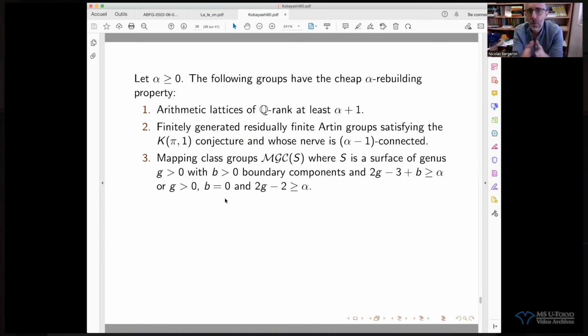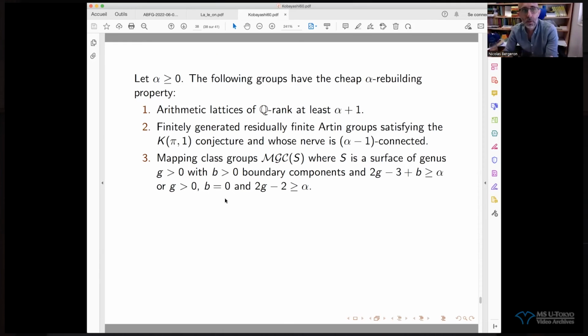The Q-rank serves to have a big, interesting Tits boundary and to reduce to the action on this omega, the stabilizer. I don't want to go into it now, but you also have applications to Artin groups or mapping class groups using the same kind of techniques.